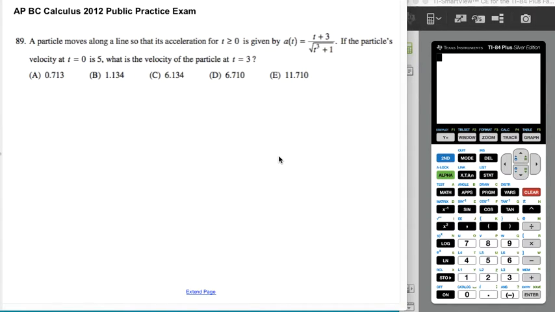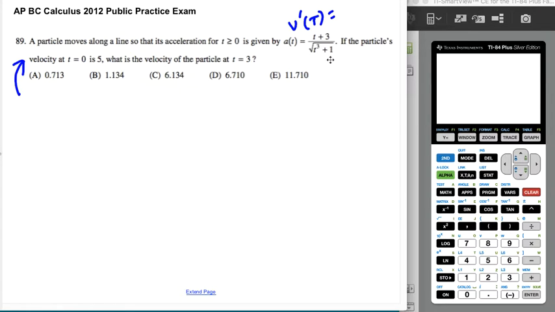All right, so we have a calculator question that requires a calculator again. A particle moves along a line such that acceleration is given by this expression. If the particle's velocity at t is 0 is 5, what is the velocity at t is 3? So this is the first fundamental theorem of calculus question because a is the same as v prime of t, right? That's what this is.